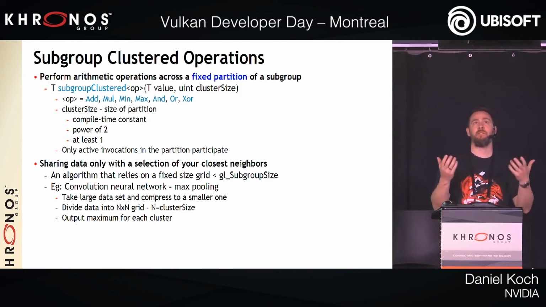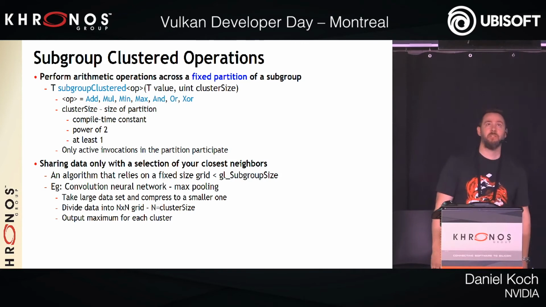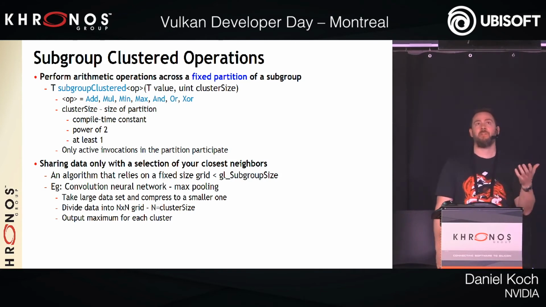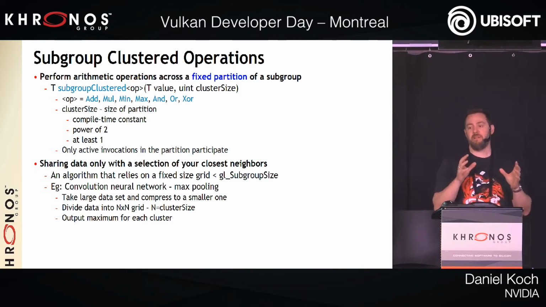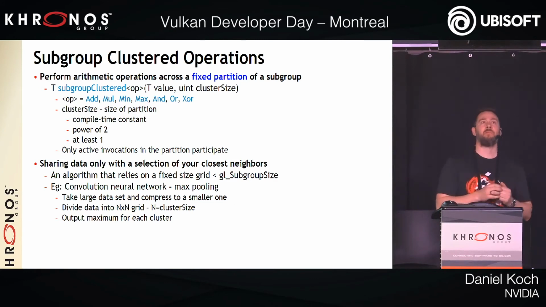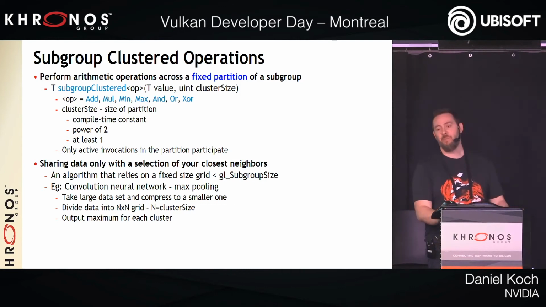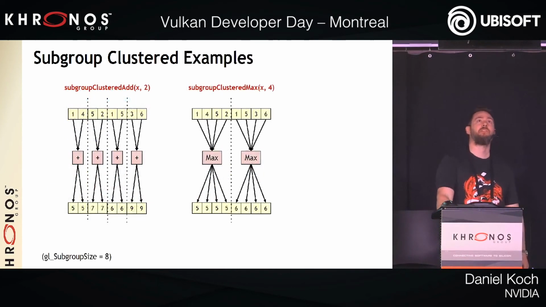Somewhere this is common is in convolutional neural networks. There's an algorithm called max pooling. Maybe you want to take a data set and compress it down to a smaller data set. You might want to take the maximum value out of each 16 values, for example. You can divide your data into a 16 by 16 grid, use a cluster operation of size 16, and then output the maximum for each cluster into shared memory or a buffer or whatever is appropriate for your algorithm.